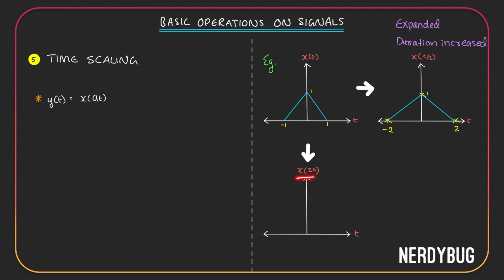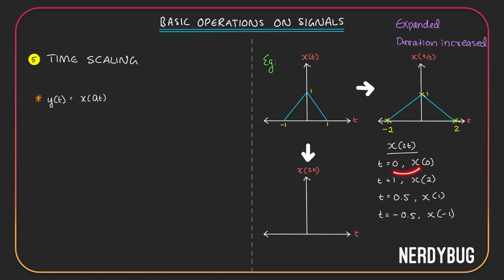Now let's try to find out what x of 2t is. At t equal to 0, I get x of 2 times 0, it is still x of 0. At t equals 1, I get x of 2 times 1, x of 2. At t equals 0.5, I will get x of 0.5 into 2, that is x of 1. On the other side, at t equals minus 0.5, I get x of minus 0.5 into 2, that is x of minus 1. This is all we need right now.